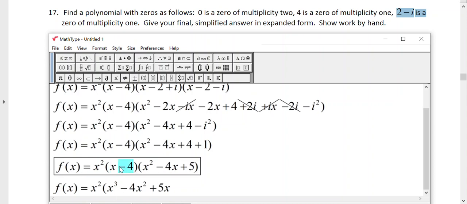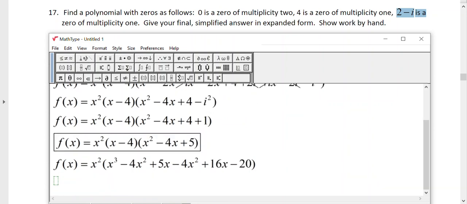Now we move on to the negative 4 portion. And I'll put negative 4 times each of those things on the inside. So it's negative 4x squared. Then I have negative 4 times negative 4, positive 16x. And last, negative 4 times 5 is minus 20.